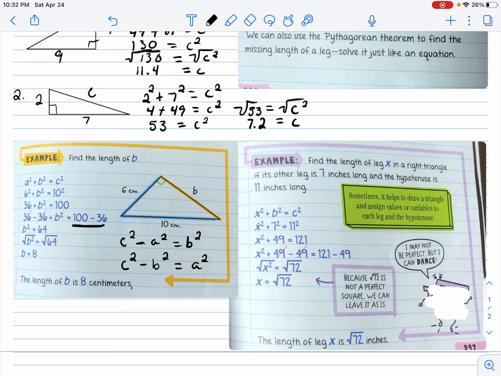So find the length of leg x in a right triangle if its other leg is 7 inches long and the hypotenuse is 11 inches long, okay? So once again, they use the equation here. We have x squared plus b squared equals c squared. X is the unknown length. Okay, so we put in the known numbers, the known dimensions for b and our c. Go through the steps. X squared plus 49, which is 7 squared, equals 11 squared, which is 121.